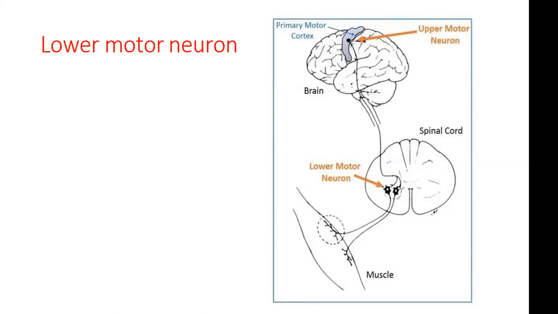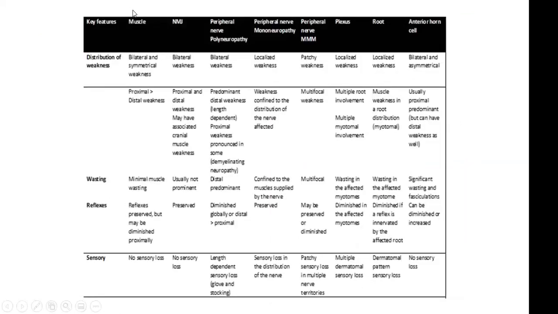Then what are the components therefore of a lower motor neuron pathway? Now just look at the headings in this table. So you have muscle, neuromuscular junction, peripheral nerve. And there are various types of peripheral nerve lesions that we are going to talk about. Then these nerves combine to form plexuses and roots. A root, for example, is C6, C7. That's a root. And then you have the anterior horn cell, the spinal cord. So this is the lower motor neuron pathway: muscle, neuromuscular junction, peripheral nerve, root, plexus, anterior horn.